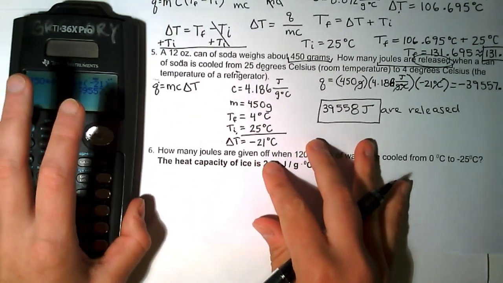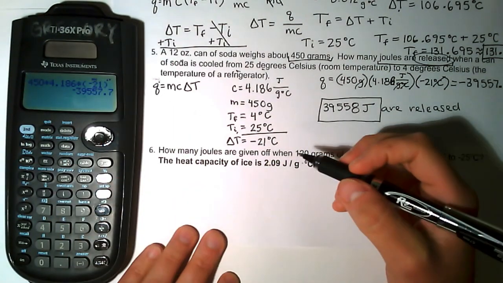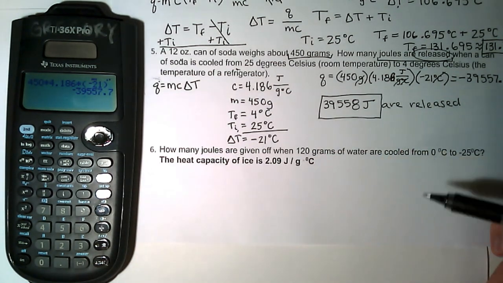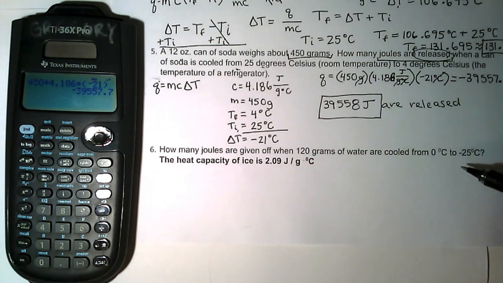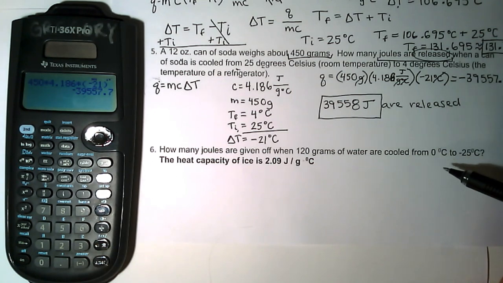It says how many joules are given off. So once again, we are expecting a negative value coming out of our problem when 120 grams of water are cooled from 0 degrees Celsius to negative 25 degrees Celsius. And you might say, well, okay, at 0 degrees Celsius, water is no longer a liquid. It should be frozen by then. So you are quite right.